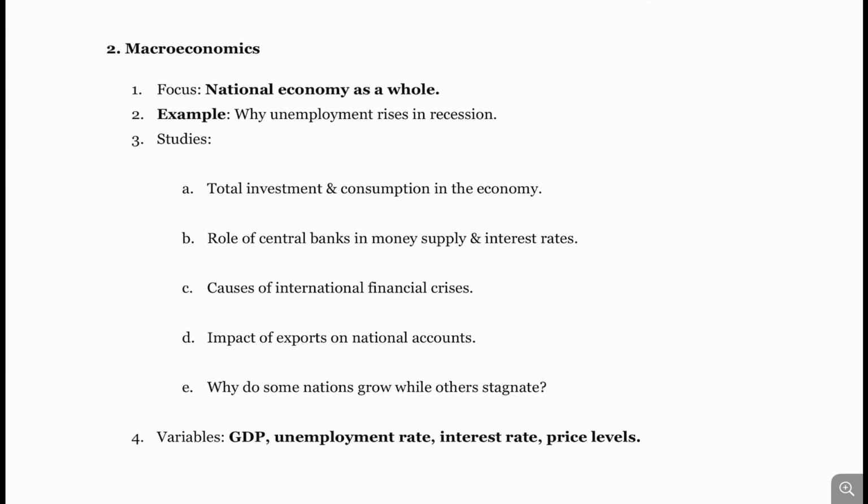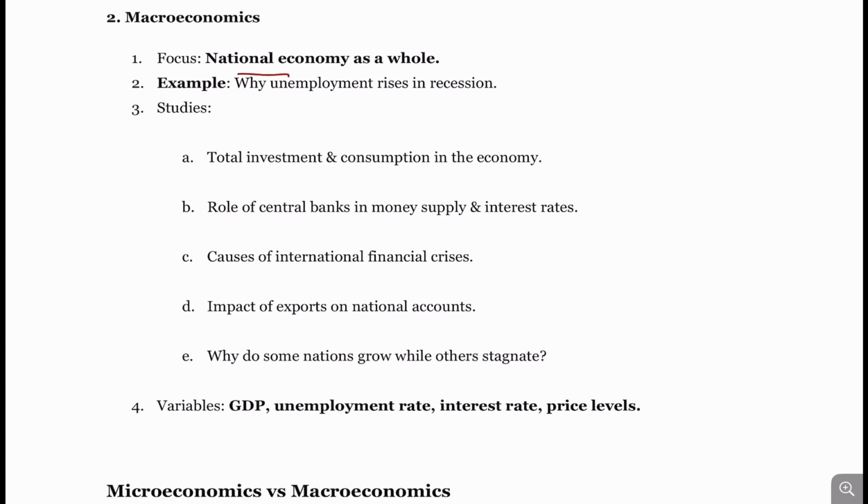Macro is, as the word suggests, on a very large level. So it focuses on the national economy as a whole, right? It studies the investments, consumption in the economy, the central bank's role in the interest rate, supply of money, what the causes of an international financial crisis are, the impact of exports on national accounts, export, import, everything that is on a macro level, on a national level. That is what macroeconomics focuses on, right?